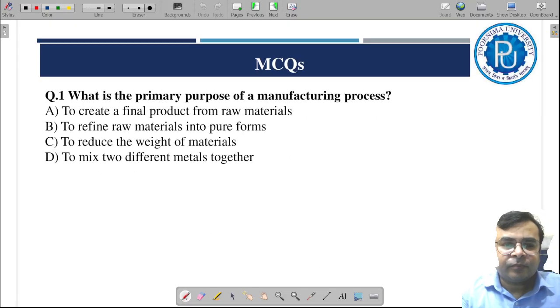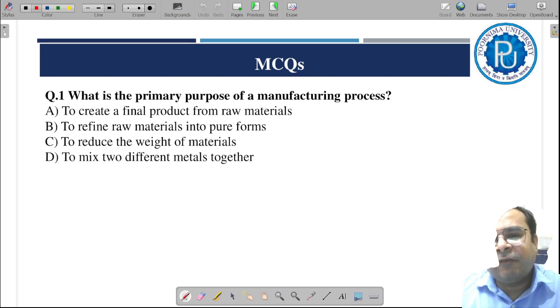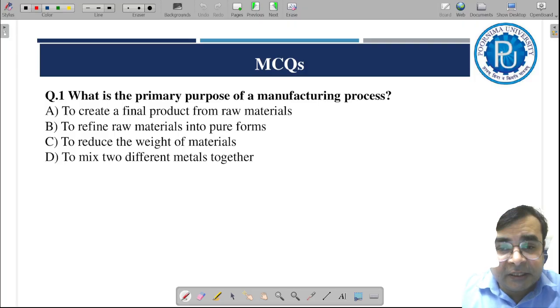Okay, so after detailed discussion, we analyzed what the metal casting process is, how to make a component with its help, and what the detailed steps involved are. After that, we saw the advantages and limitations of the metal casting process. After completing this lecture, students are able to understand the basic introduction of the metal casting process. Let's see some MCQ-type questions.